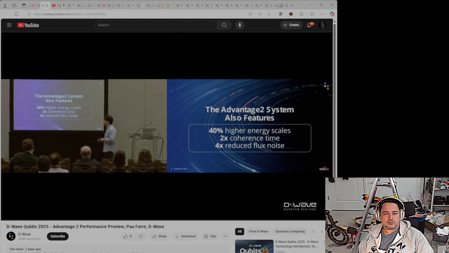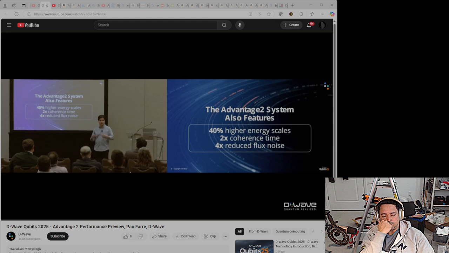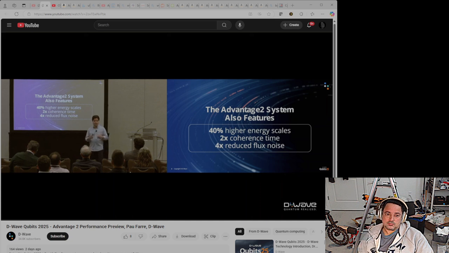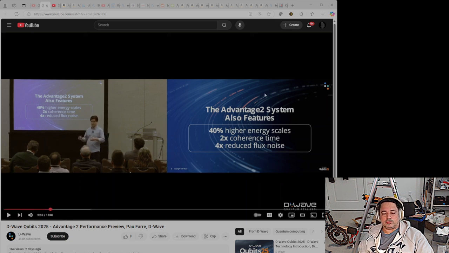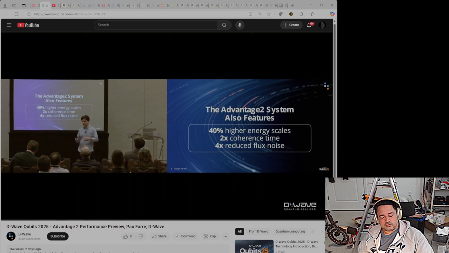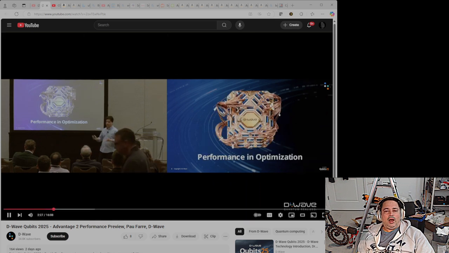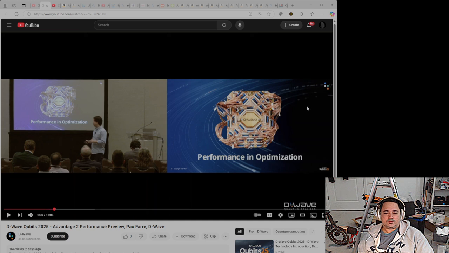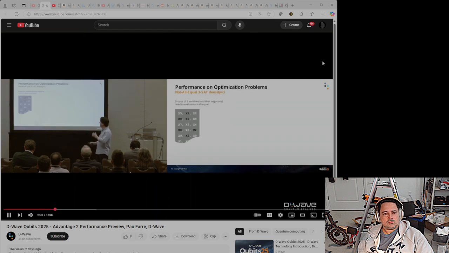And the Advantage 2 system also has 4 times lower flux noise. Flux noise translates into imprecision on the problem that you're sending to the QPU. And this means that the QPU is solving a problem that is slightly different from the problem that you wanted to solve. QPU is quantum processing unit, just like a CPU, so he's talking about quantum computing. Reducing flux noise means being able to solve higher precision problems. Okay. Let's dive into some performance results. Again, I'm not sure what flux noise means.